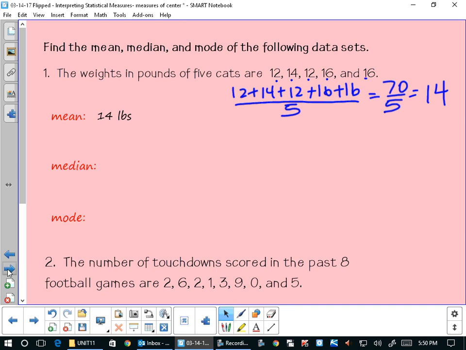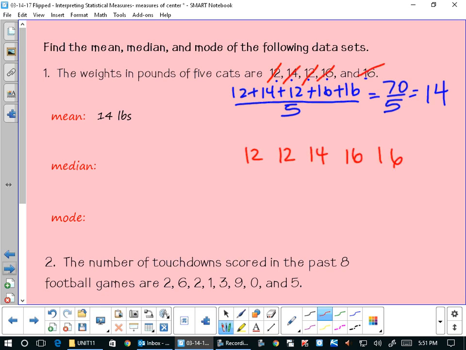All right, now let's find the median. Before we pick the middle number, we have to put them in order. So I have a 12, another 12, a 14, and a 16 and a 16. Well, this one seems pretty simple. Cross out these and then these, and 14 is the middle number. So the median is also 14 pounds. The mean and the median ended up being the same thing here.